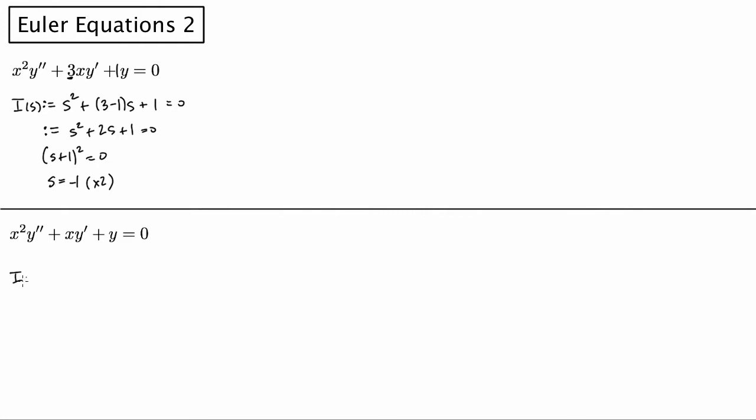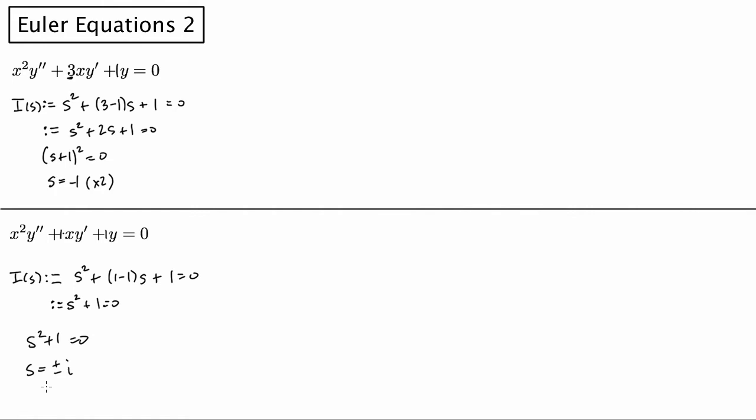Similarly, the Euler equation down here for the bottom problem is going to be s squared plus, here we have an understood 1, so it's 1 minus 1, s plus, here's another 1 equals 0. So this is s squared plus 1 equal to 0, or s equal to plus or minus i for the roots. So we have the complex case on the bottom problem.